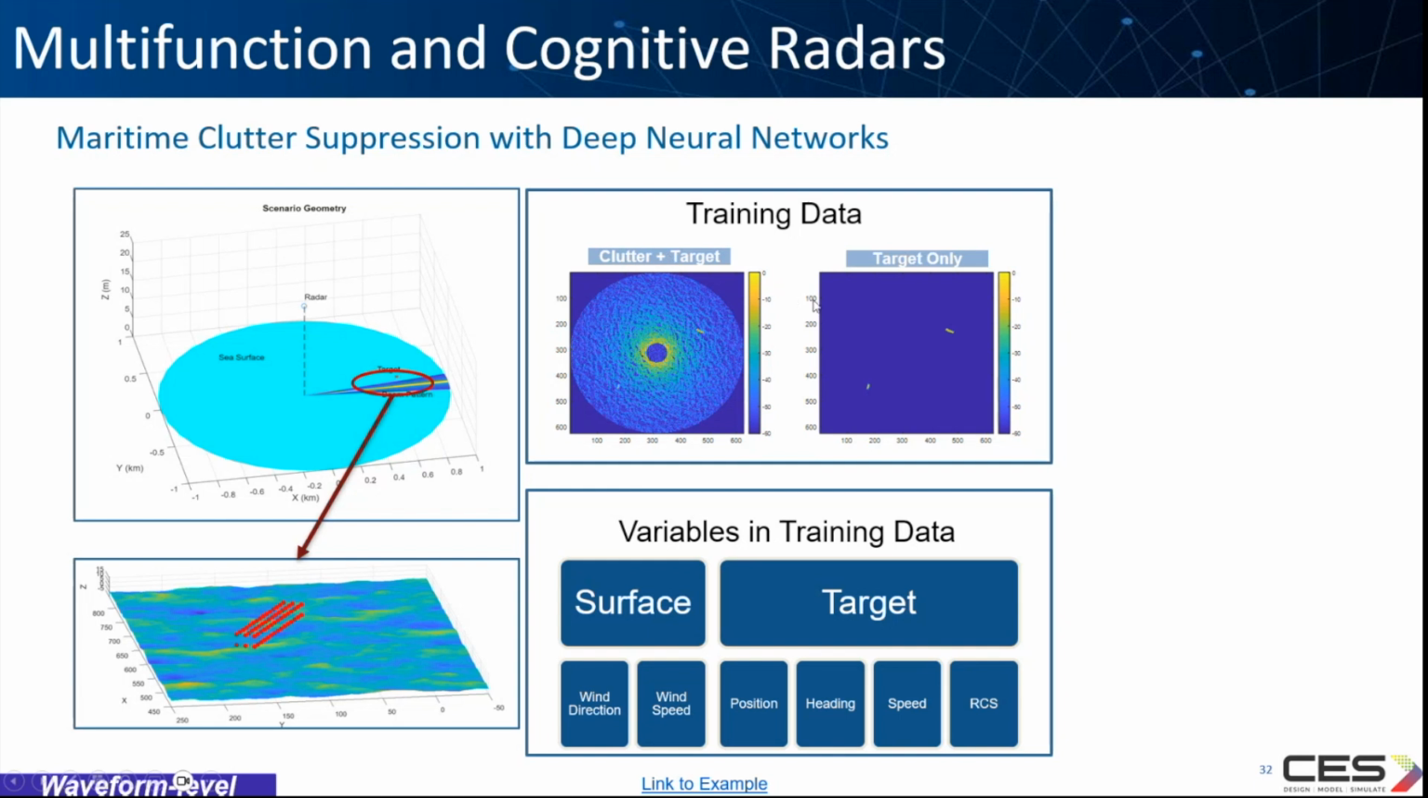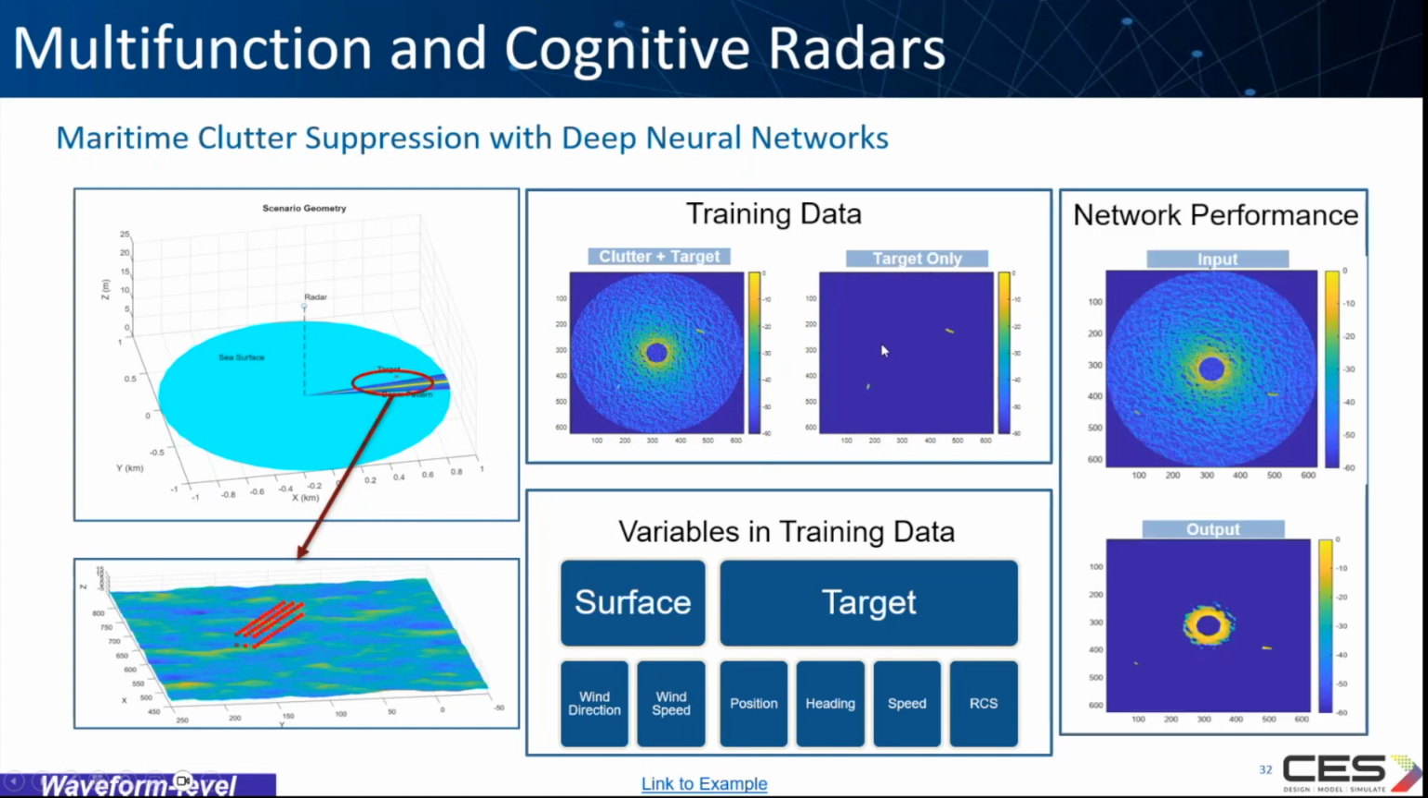And then we would like to get only the targets. So deep neural networks can help with that. Feeding a neural network that we can design using the Deep Neural Network Designer app with this training data, we can train a model that helps with suppressing or mitigating the clutter and keeps only the targets. And that's what we see here as output.